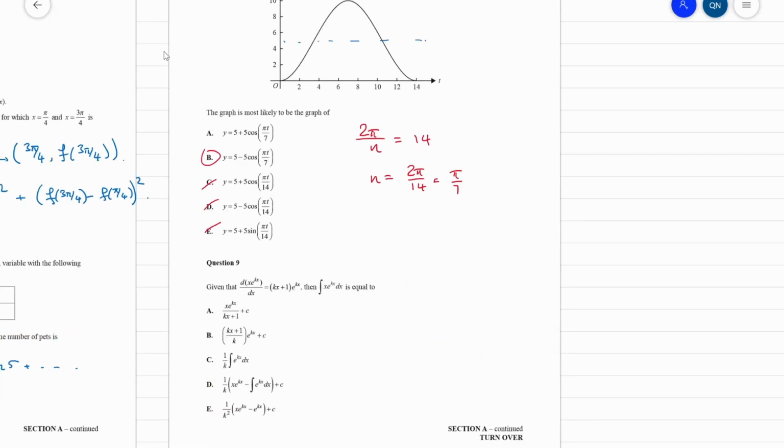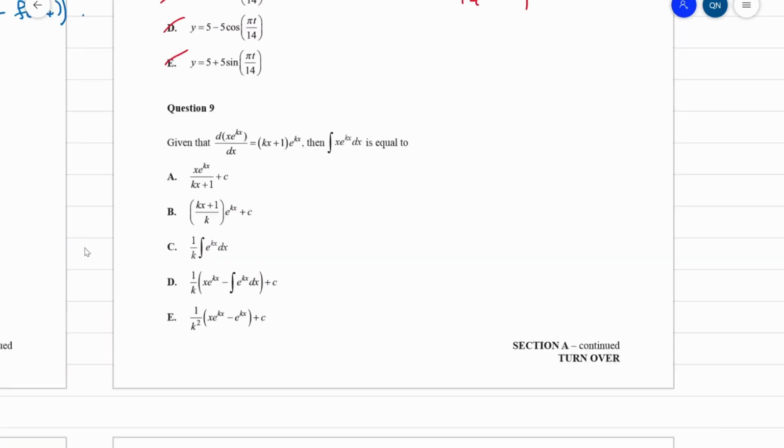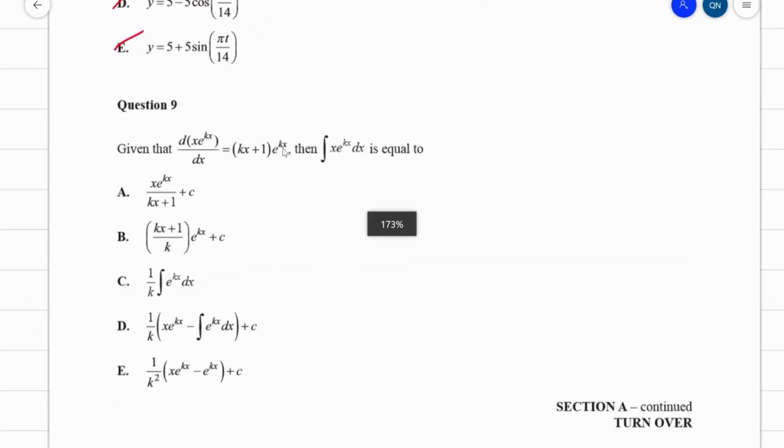Question 9. Given that the derivative is equal to this, find the integral. So just integration by recognition. How to do integration by recognition? Just start off with this equation here. Integrate both sides. Integrating the left-hand side, the derivative and the integral will cancel, leaving us with x e to the k times x.